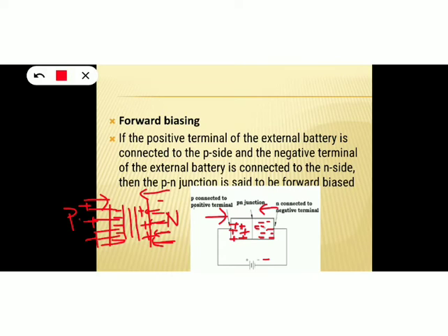As the external voltage increases, the current flow through the junction also increases, because whenever external voltage increases, the width of the depletion layer decreases and current conduction increases. So when a forward bias is applied, the width of the depletion layer is decreased and the barrier potential is decreased. Now, what happens in reverse biasing?